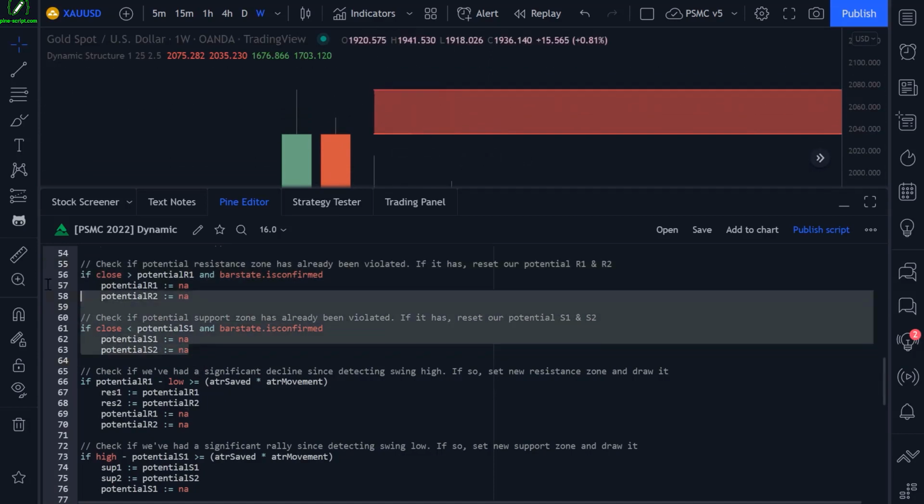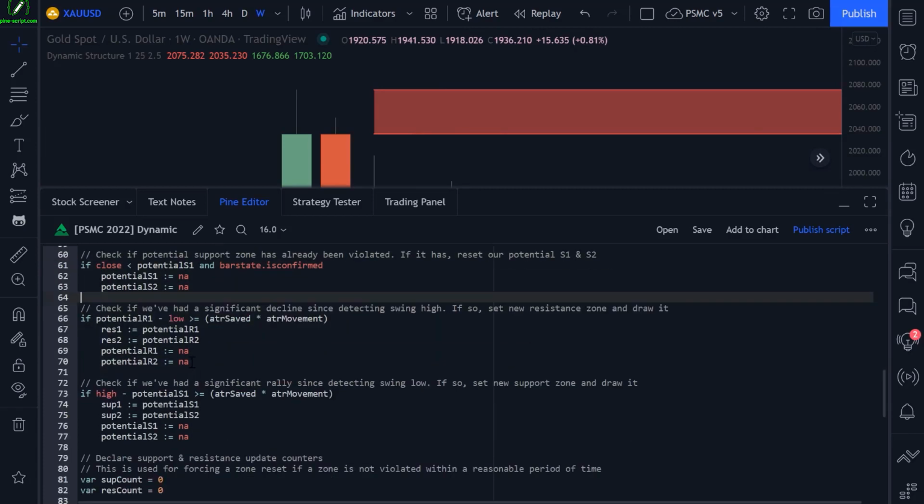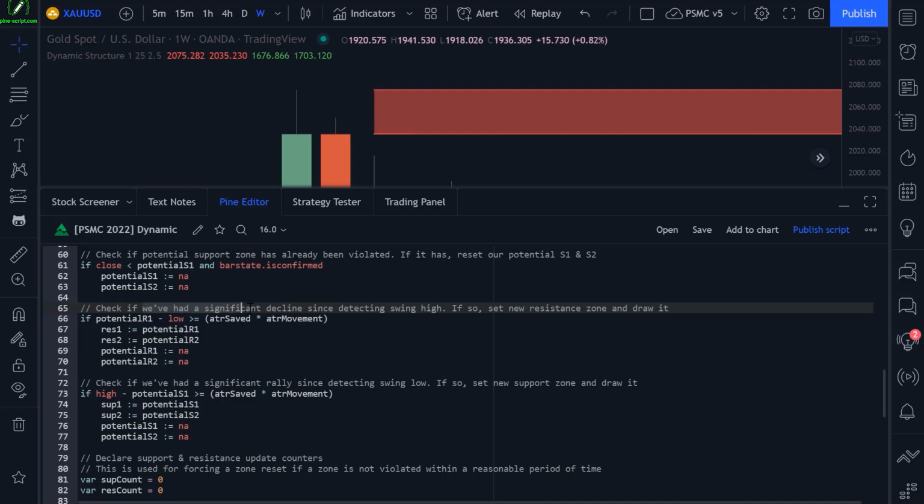However, if this doesn't happen and we don't violate our potential support or resistance, then these two blocks of code here check if we've had a significant decline in the case of a resistance level.